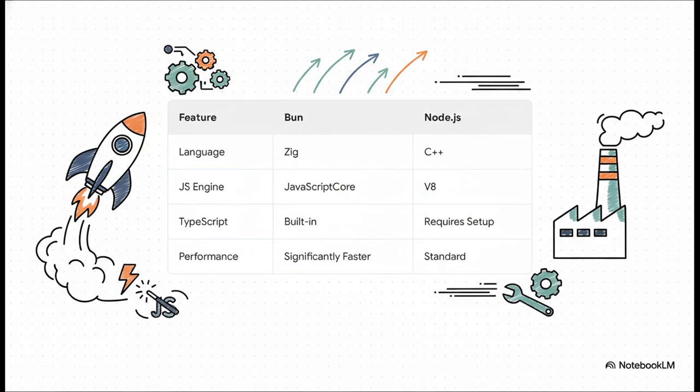Node.js is built with C++, which has been around forever. Bun, on the other hand, uses a newer language called Zig, which is laser-focused on speed and efficiency. Bun also uses Apple's JavaScriptCore engine, the one that powers Safari, which is known for starting up really, really fast. But for you, the developer, these last 2 points are the real game changers.